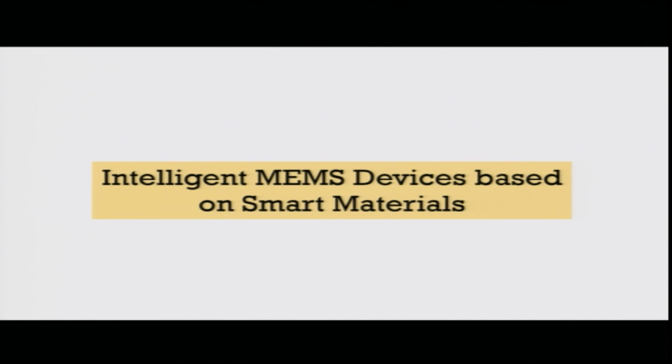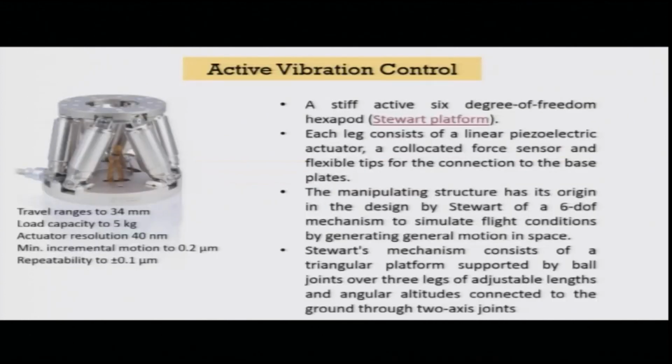Now, I will also talk about some of the intelligent MEMS devices based on these actuators. What these MEMS systems are, we will talk about at a later stage. The most important one is what we call the Stewart platform. The Stewart platform is mostly used in space applications. It is based on a 6 degree of freedom system development.